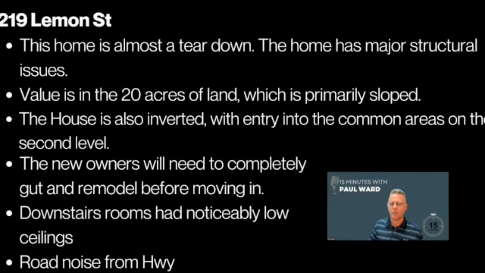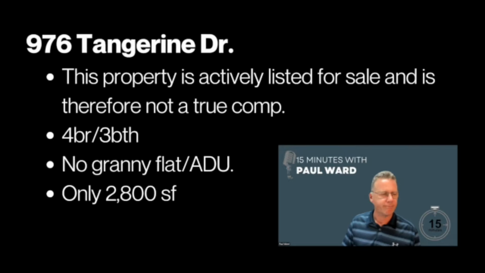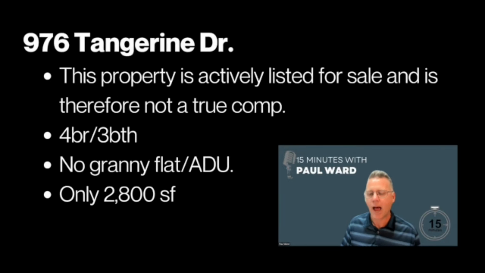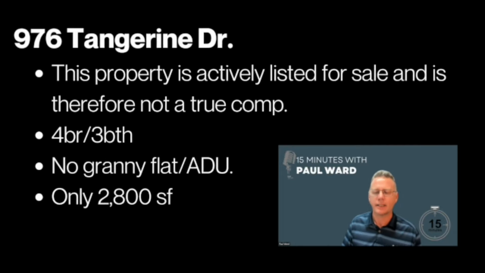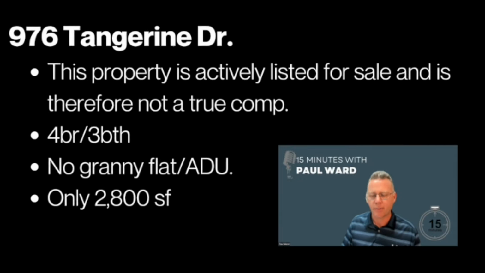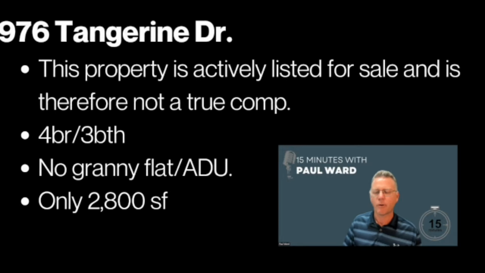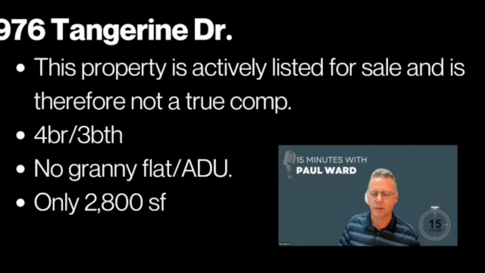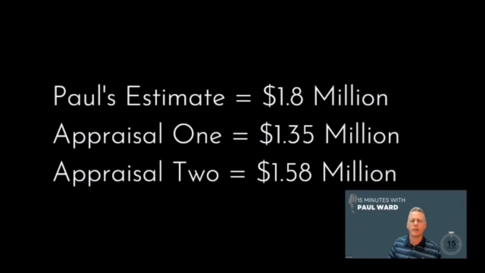The fifth property in their report, let's call it 976 Tangerine Drive. Okay, this property was still actively listed for sale and was also a real fixer-upper. So this property really did not belong in the report, I would say, because it had not sold. It was still actively listed. We don't know what it was going to sell for. It also did not have a granny flat. So after putting all these properties in the appraisal report, the appraiser came back with a value of $1,580,000.